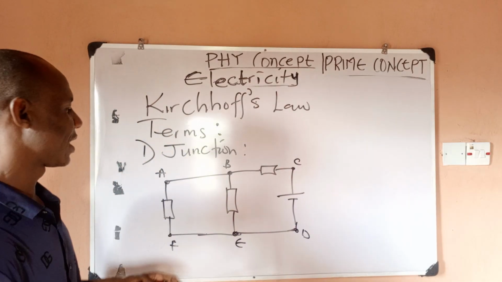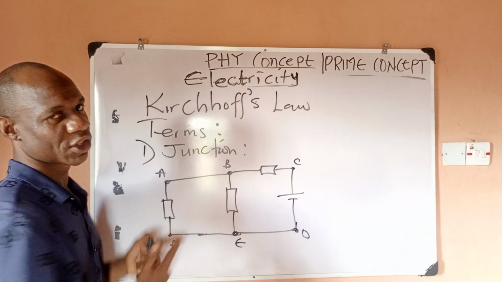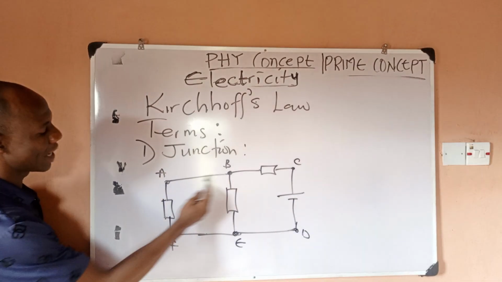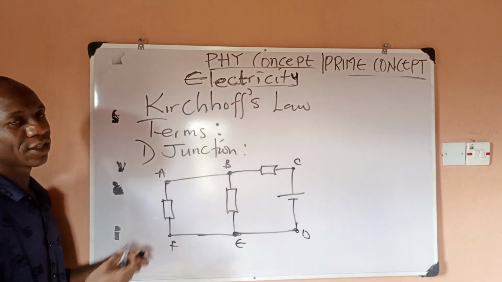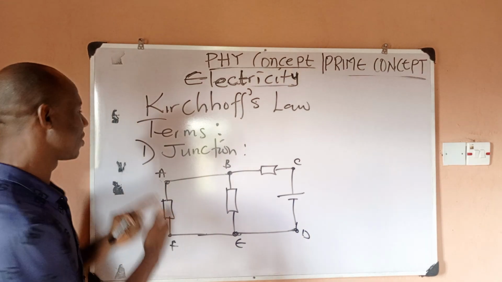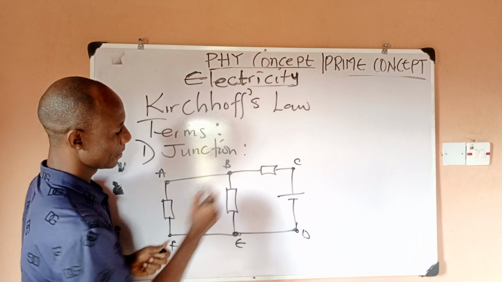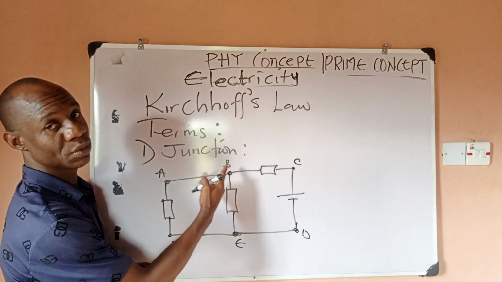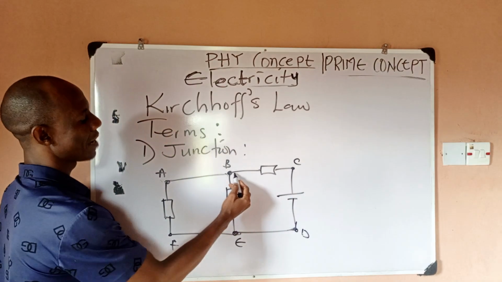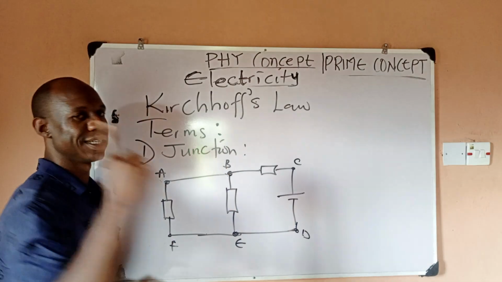If you observe this carefully, point A does not qualify to be called a junction. The simple reason is because at point A, you have only two wires meeting. So point A does not qualify to be called a junction. It has a name in circuits which I will mention as the second term. But if we take a look at point B, it qualifies to be called a junction because you have 1, 2, and 3 wires meeting at point B. So in this circuit, point B is a junction.